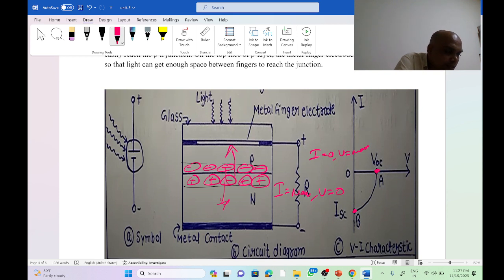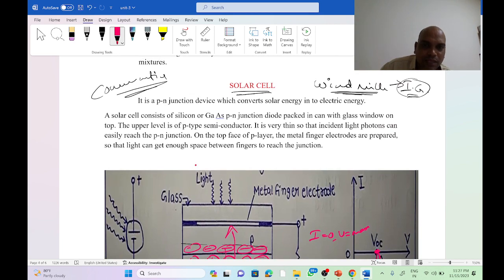So in between, these are the VI characteristics for solar. Here P type, N type. Whenever the light falls on the PN junction, what happens? The depletion region will break down, so that we will get short circuit characteristics. So this is about the solar cell.